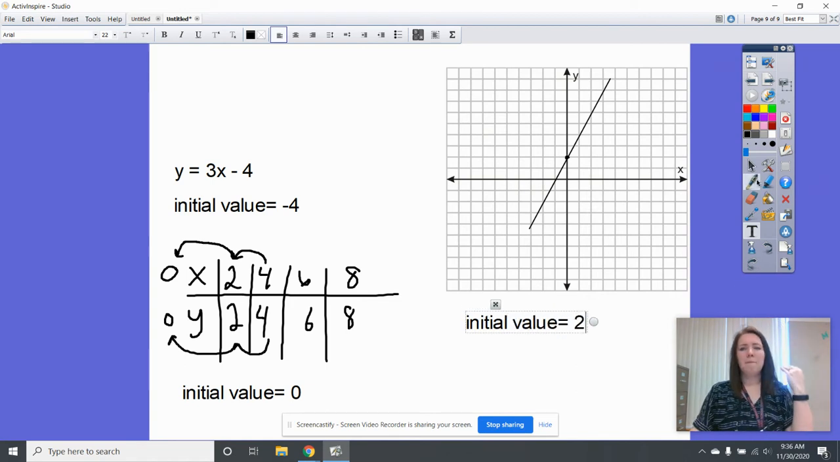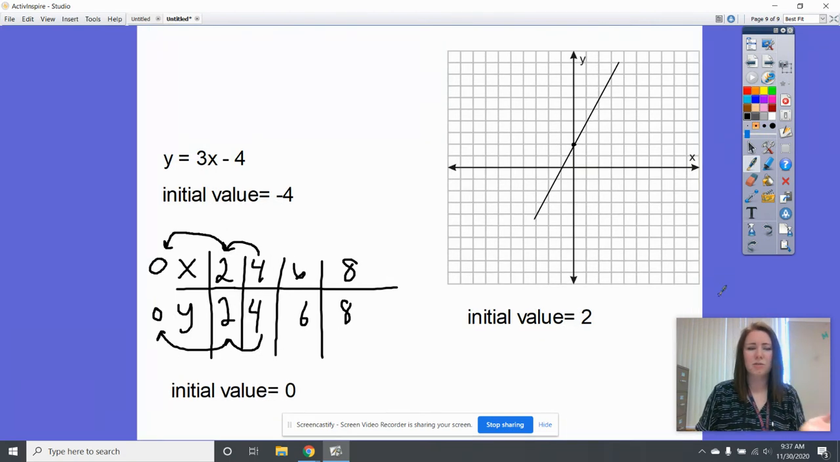So now, to compare them, it would depend on what it said. If it said which one is the smallest initial value, well, then the equation is the smallest initial value. Which one is the greater or the bigger or the larger initial value? The graph is the largest one. If it just says compare them, then I would write, well, the equation has the smallest initial value at -4. The graph has the biggest initial value at 2, and the table had an initial value that was in the middle at 0. So that's comparing the initial values.